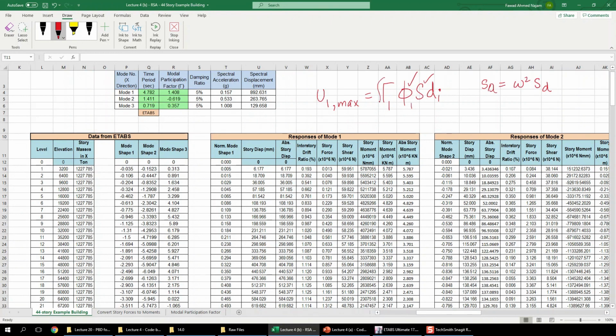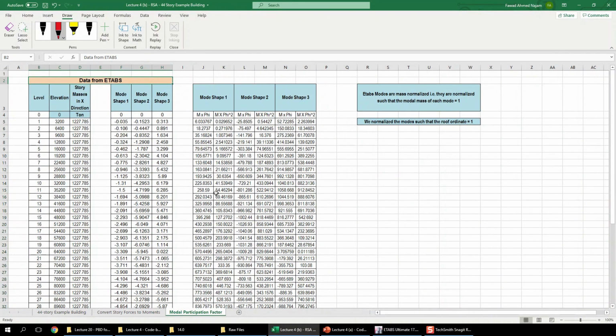So we need this modal participation factor for the first, second and third modes, which are basically the first, fourth and seventh modes according to software numbering. So we need this modal participation factor, this column, the gamma factor, and for that you need to go to this other sheet which is called the modal participation factor. Here I have applied that formula for modal participation factor. I already have the story masses. I already have the first three mode shapes.